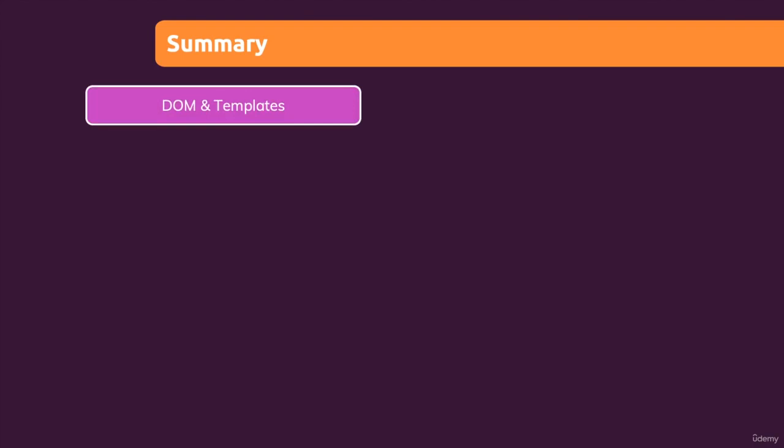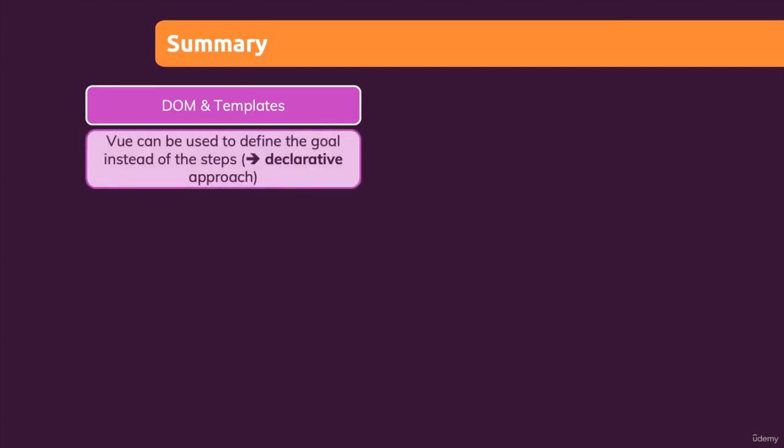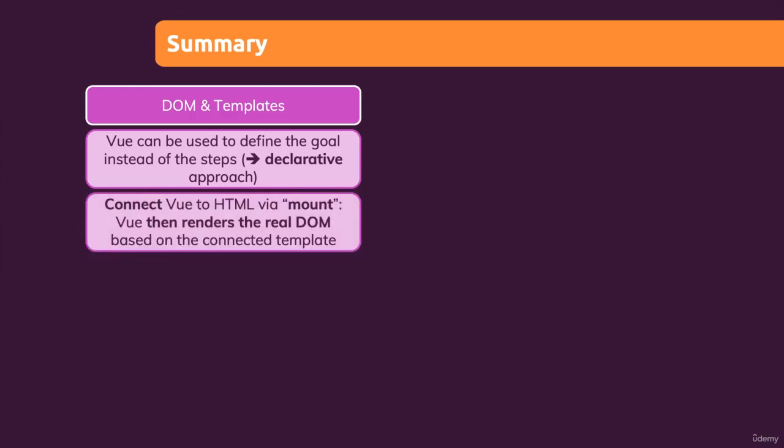You learned that Vue has this core idea of letting you define the goal rather than the individual steps, so that it follows that declarative approach where you define how your page should look like and which parts on the page might be dynamic, and you let Vue then figure out how to get there. Now, in order to let Vue do its job, you need to connect your Vue app, your Vue instance, to the actual HTML code with the mount method which you saw.